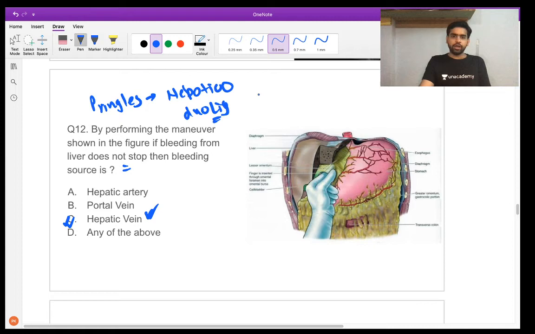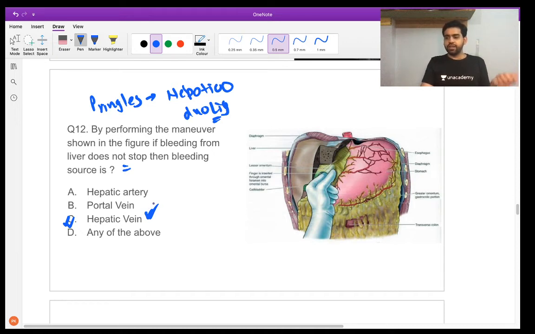So if you compress this hepatico-duodenal ligament, what should happen? The inflow should reduce. And if you compress this and the bleeding stops, this indicates that the bleeding might be from the hepatic artery or the portal vein. But if I'm compressing this and the bleeding continues, you have to know that this is because of bleeding from the hepatic vein. Are you understanding, guys?